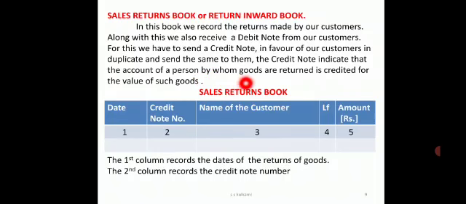Now we'll see the format of sales returns book. You have the date column, the second column gives us the credit note number, the third column the name of the customer, the fourth the ledger folio, and the amount of returns is to be written here.